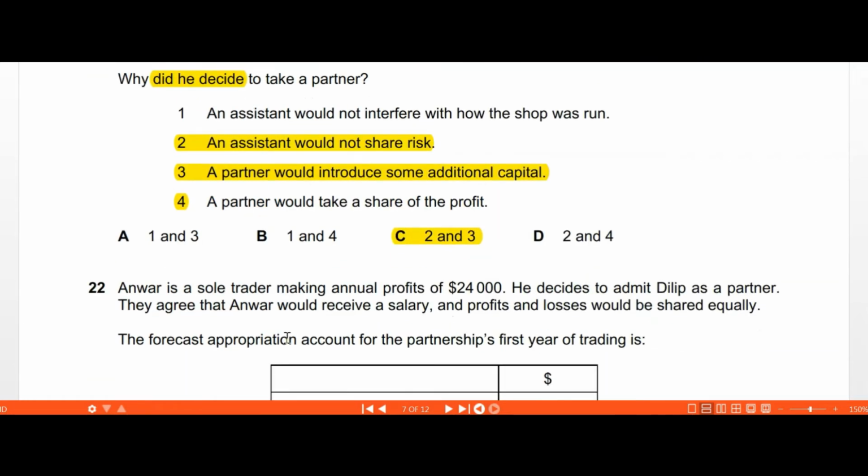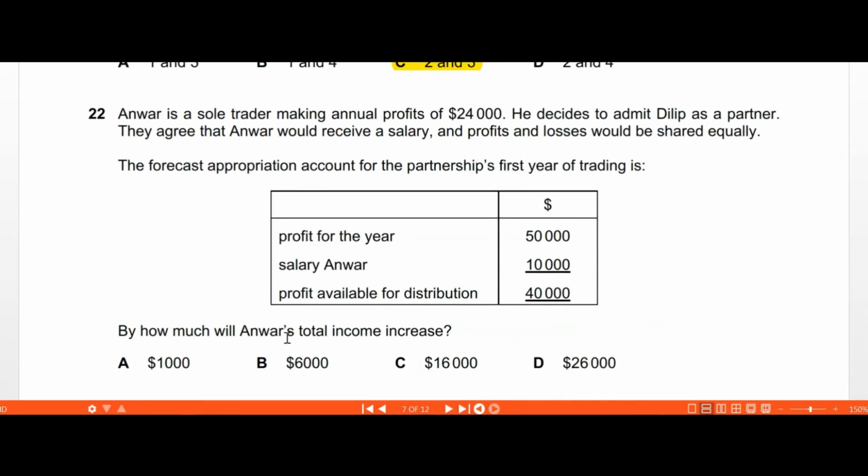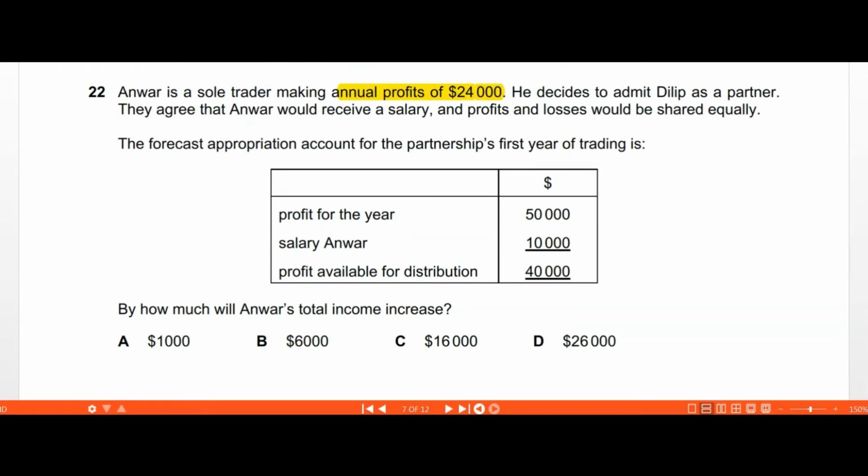Moving on to question number 22. Anwar is a sole trader making annual profits of 24,000. He decides to admit Dilip as a partner. They agree that Anwar would receive a salary. So Anwar is receiving a salary, and profit and losses will be shared equally. The forecast appropriation account for the partnership's first year of trading is profit for the year, salary for Anwar deducted, we are left with distributable profit of 40,000.